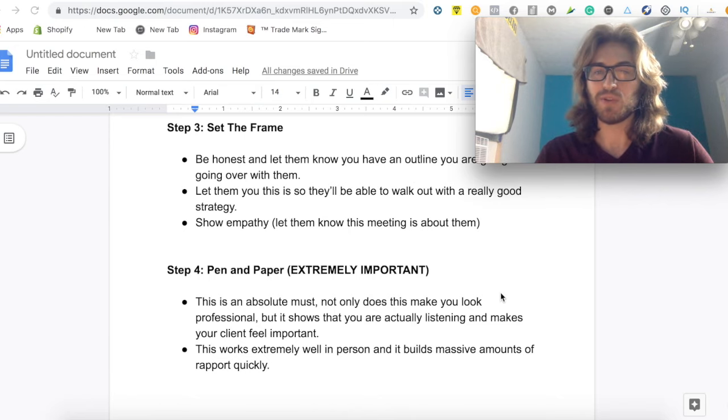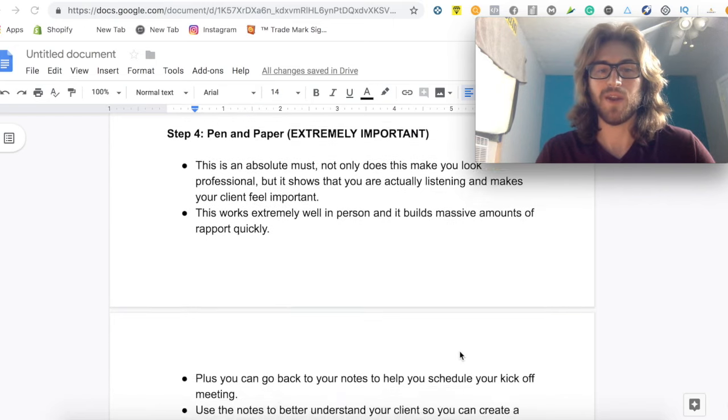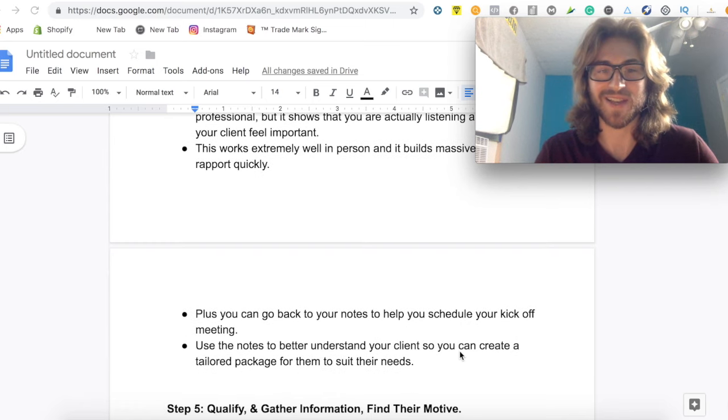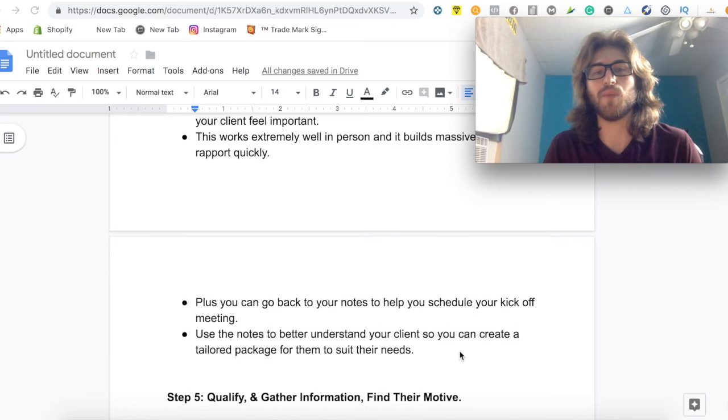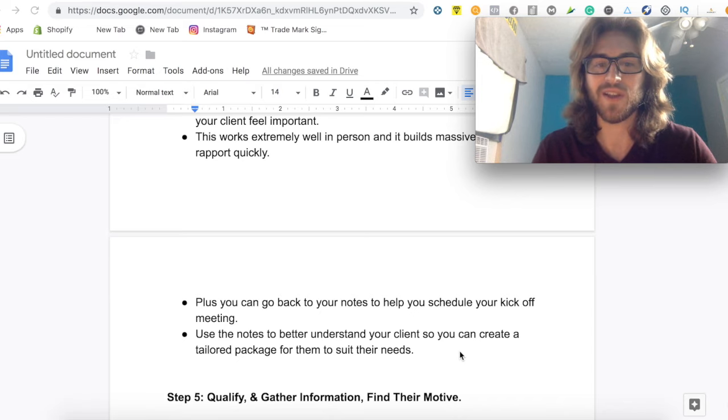It builds up so much rapport in person, and it works really well. I can't stress that enough. Plus, you can go back to your notes after the meeting and go over them, and use that as data to schedule your next meeting, your kickoff meeting. And the notes give you a better understanding of your client.